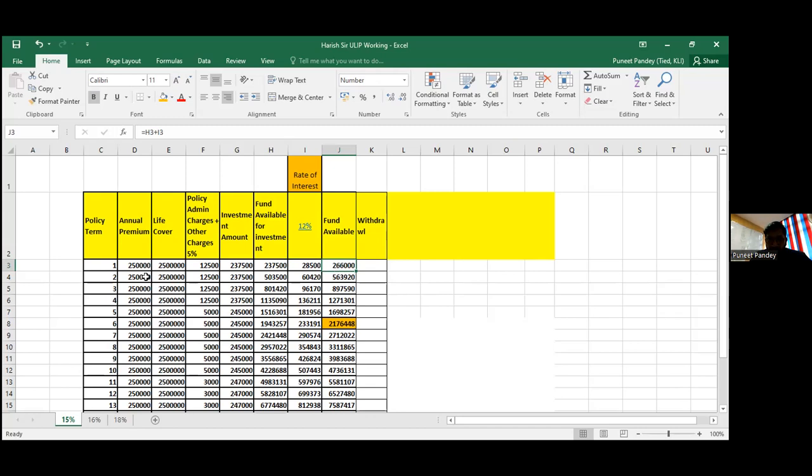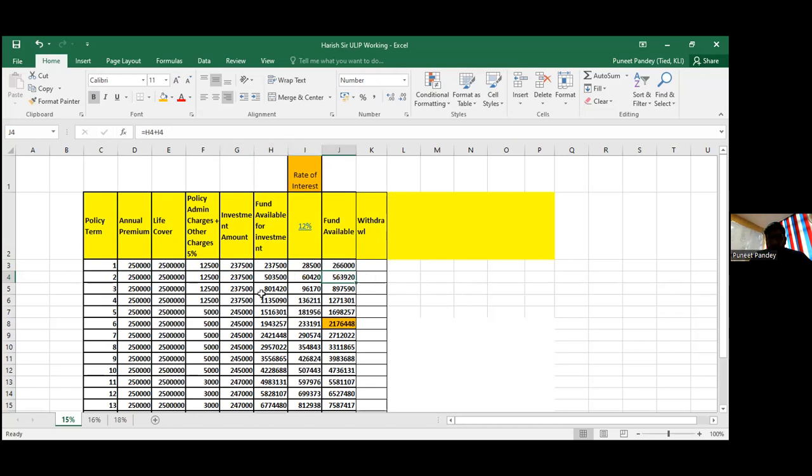Next year, again he paid 2.5 lakh rupees. From that minus charges, it is 2,37,000 plus his available fund. So next year, the fund which will go for an investment is 5,03,500 rupees. On that, if he receives 12% rate of interest, he received an interest of 60,420 rupees. Fine. So available fund is 5,63,000 rupees.